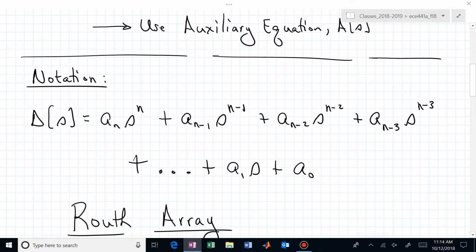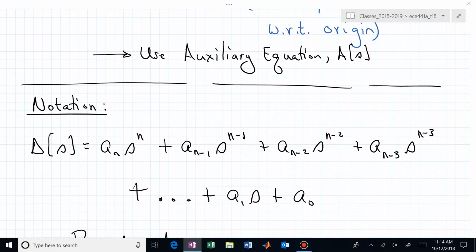Let's get started by simply establishing some notation. The notation is we will just use a subscript on the coefficients consistent with the power of s. Here we have a sub n, s to the n, plus a sub n minus 1 multiplied by s to the n minus 1, and so on, down to a sub 1 s plus a sub 0, where a sub 0 is the coefficient that is scaling the s to the 0 power, and obviously then that's the constant coefficient in our polynomial.